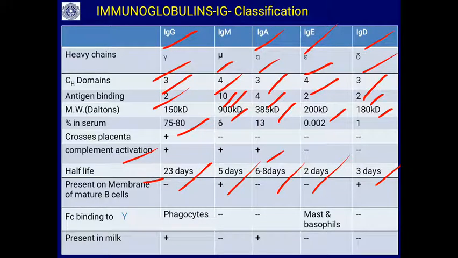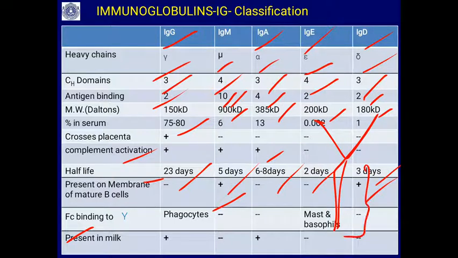B cell can have this immunoglobulin so that it can easily find the antigen. Only the B cell has, in its membrane, IgM and IgD. Then the fragment crystallizable, Fc, of IgG, this portion is called Fc. So the Fc binds to phagocytes in the case of IgG.